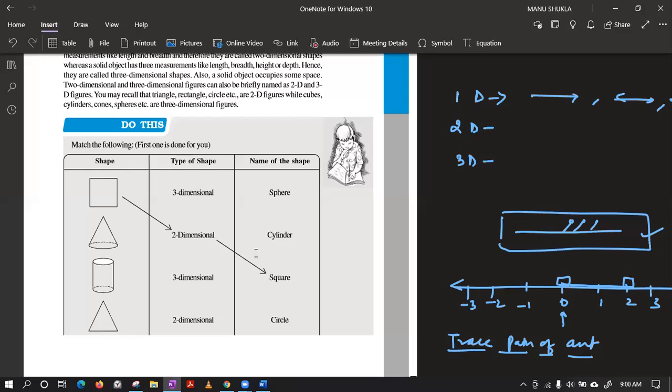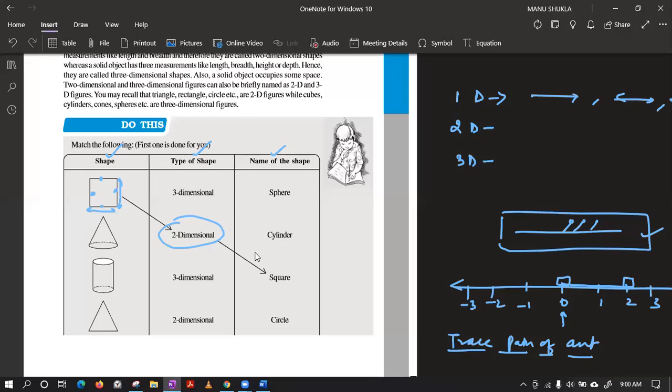Okay. Now let us match the following. Here in the first column they have given the shape, in the second column the type of shape, and in the third the name of the shape. One example they have done: this is a square because we can observe all sides are equal, and this is a two-dimensional figure. Why do we call it two-dimensional, class? Because it has only a length and a breadth. There is no height in this.